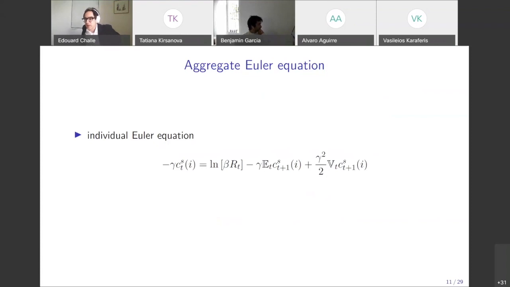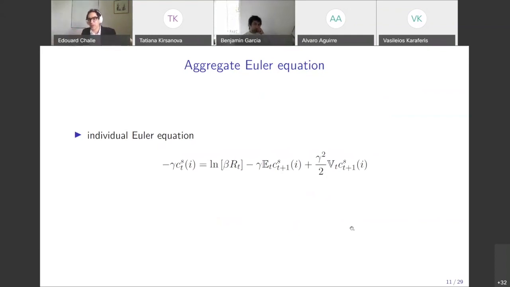What this expression is telling you is that in addition to responding to changes in the interest rate through the usual intertemporal substitution channel, here agents respond to consumption risk. So they want to consume less if they anticipate more consumption risk. So this is precautionary savings. Here individual consumption demand will depend on the extent of the precautionary saving motive, which is captured by the last term. Now, one nice thing about this individual Euler equation is that it's linear. So you can aggregate it across agents.